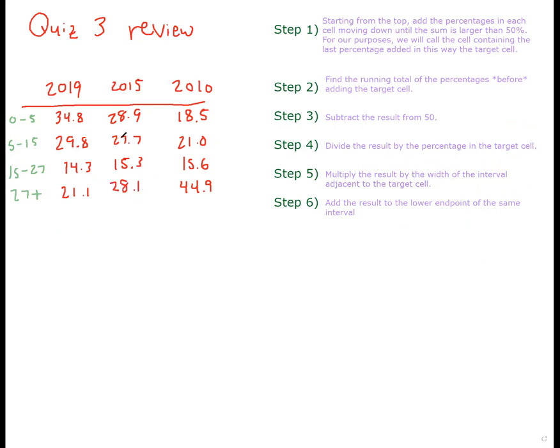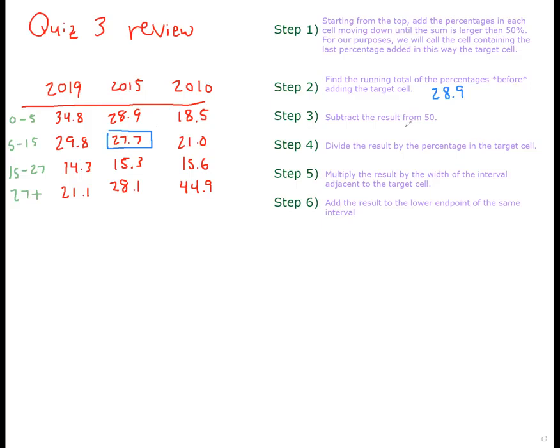So if I start by adding the cells together. Notice the first cell by itself, 28.9, is not bigger than 50. But then I'm going to take 28.9 and add 27.7, and that gives me 56.6. So this time, this is my target cell. I have already crossed the threshold of 50% by virtue of adding the 27.7. So 27.7 is my target cell. Step 2, find the running total of percentages before adding the target cell. That was only the 28.9. That's the only thing that we added so far. So 28.9 is your answer, step 2.